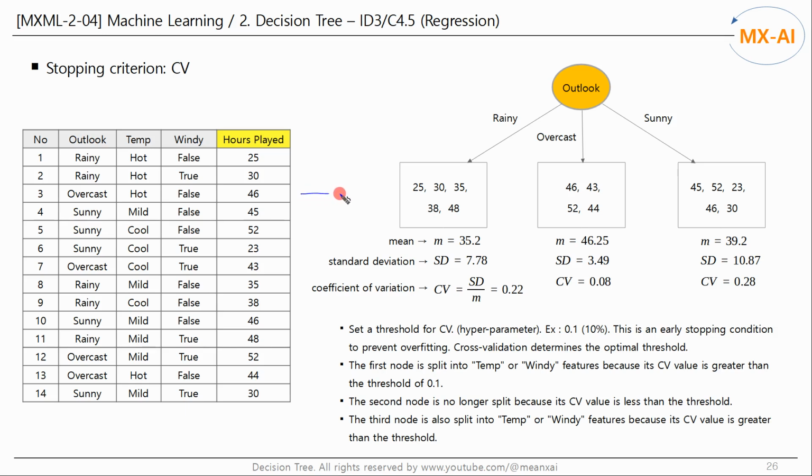Now we split the root node as follows. And by continuing to split each leaf node using SDR in the same way, we can create a regression tree. Next, we use the coefficient of variation to decide whether to split a leaf node or stop splitting. At each leaf node, the mean, standard deviation, and coefficient of variation CV are calculated as follows.